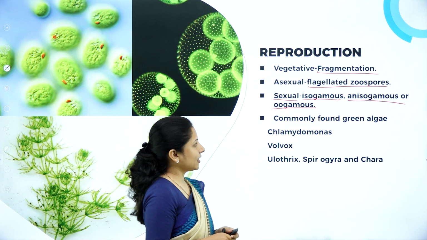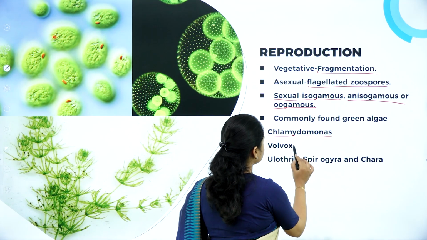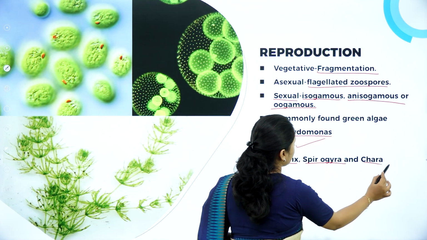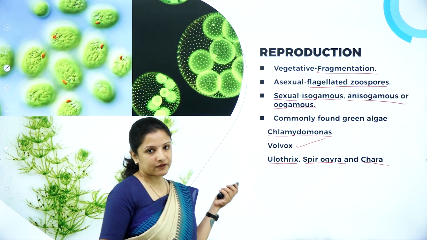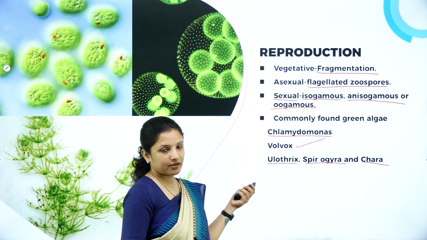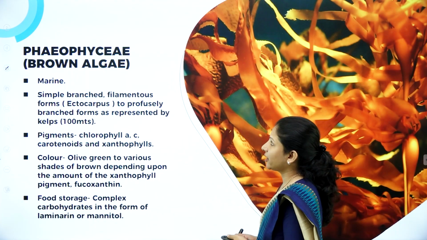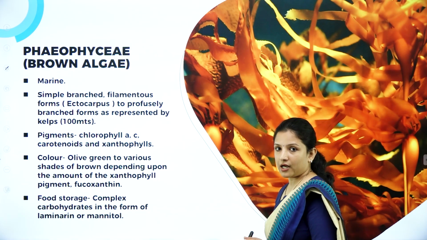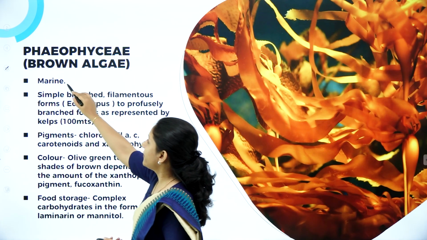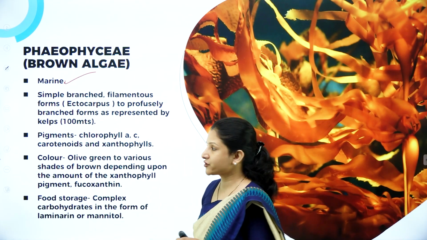And some of the examples of Chlorophyceae members are Chlamydomonas, we have Volvox, there is Ulothrix, Spirogyra and Chara. So these are some of the examples of Chlorophyceae members. So all these are unicellular in nature. Remember that, that's important for the exam. Next, talking about Phaeophyceae, that is brown algae. So they are brown in color and these are completely marine, that is they live in oceans and seas. They are not found in fresh waters.